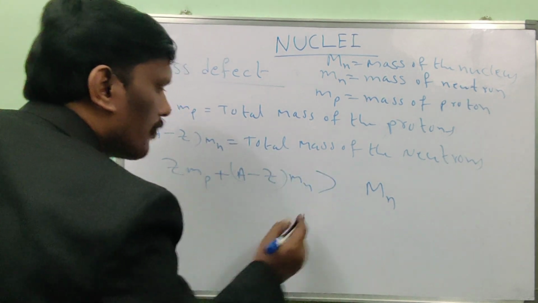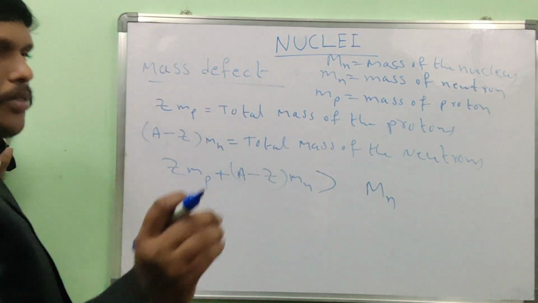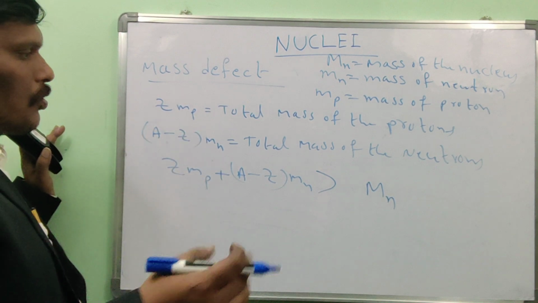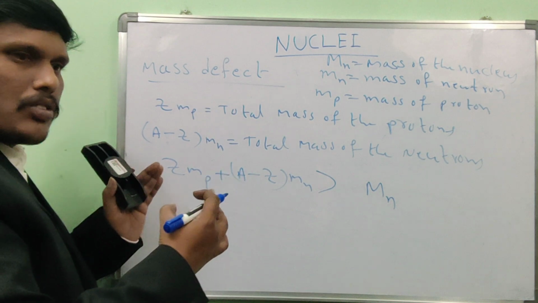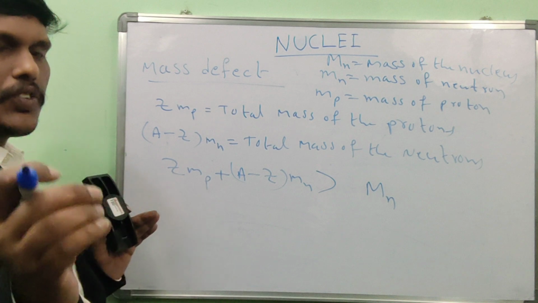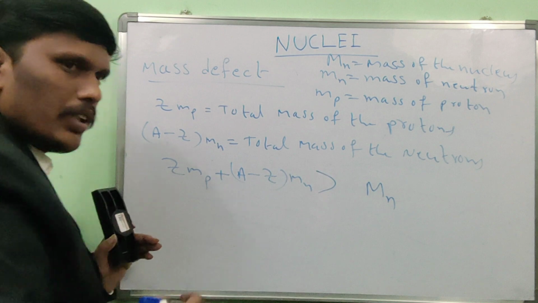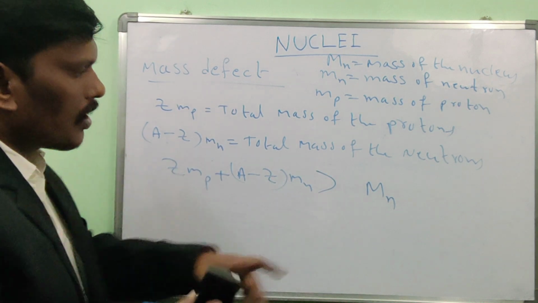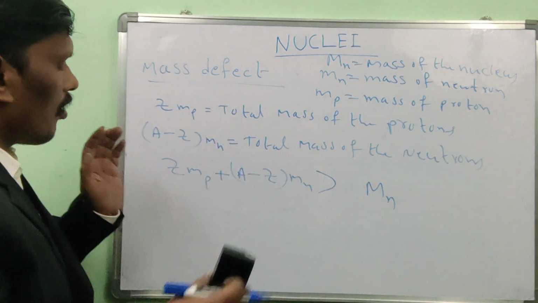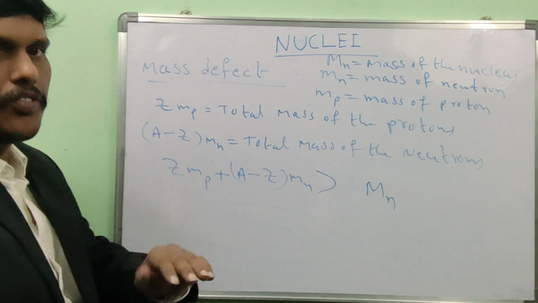Here what happened? Before formation of the nucleus, the total mass is greater. After formation of the nucleus, a little mass is reduced. That mass helps to bind all the nucleons together. Some mass is converted into energy, and that energy helps bind all the nucleons to form a nucleus. The mass of the nucleus is less than the mass of all the constituent particles before formation. That reduced mass is converted into energy.